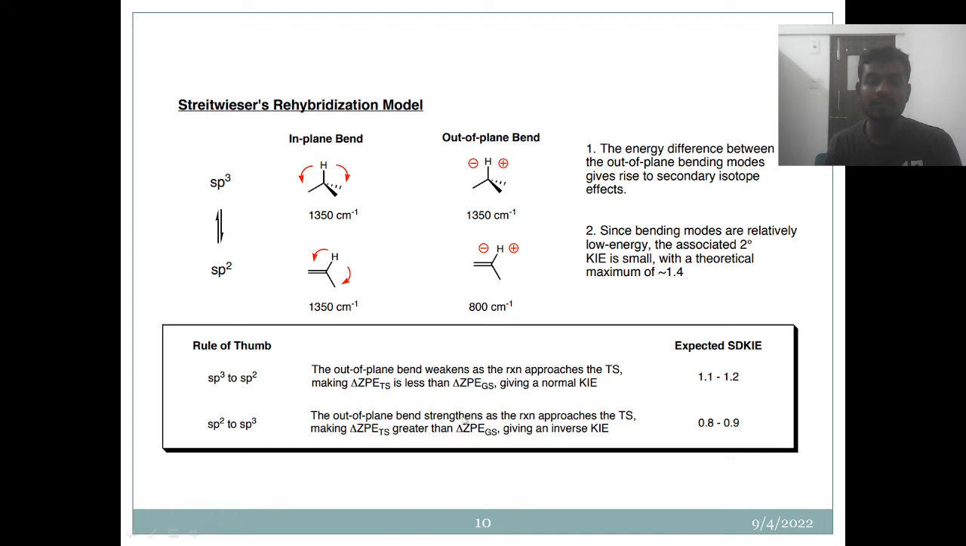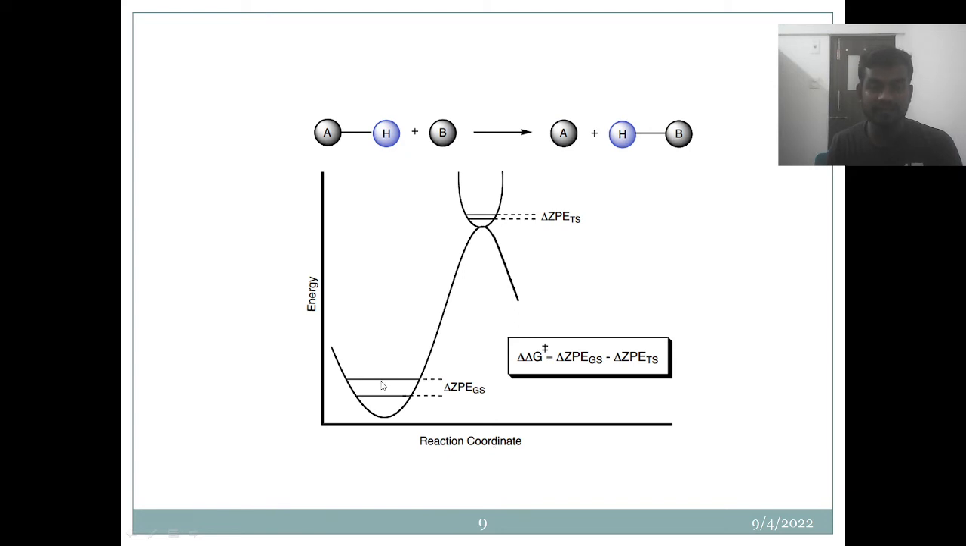The out of plane bend strengthens as the reaction approaches the transition state. What is the corresponding consequence? The delta ZPE of the TS is greater than the delta ZPE of the ground state. In this picture, the difference here is less compared to the difference there. So in the transition state we will have a slightly higher difference. Let's say here there was a difference of 4, and there will be a difference of 4 point something, 4.23. So these two differences get reversed.